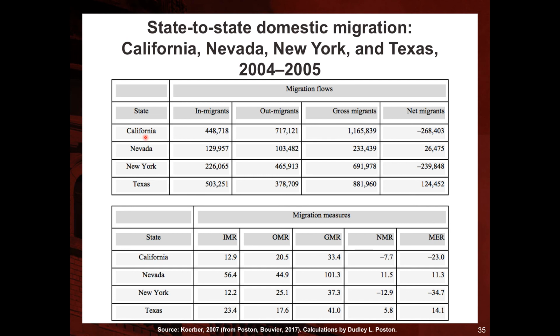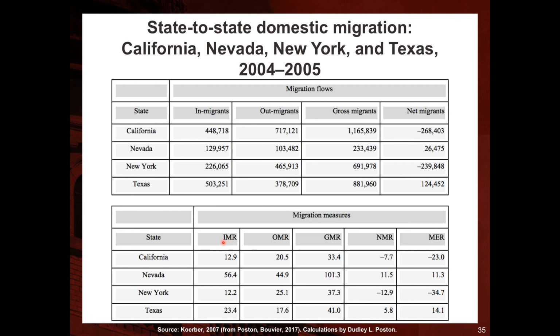717,121 people got out of California and moved to other states within the US between these 2 years. And the overall number, if we add the number of in-migrants and out-migrants, we have the number of gross migrants, and the number of in-migrants minus out-migrants, we have the net migrants. So California lost people compared to the overall number of people that moved into California from other states. So California has a negative net migration, Nevada positive, New York negative, and Texas positive.